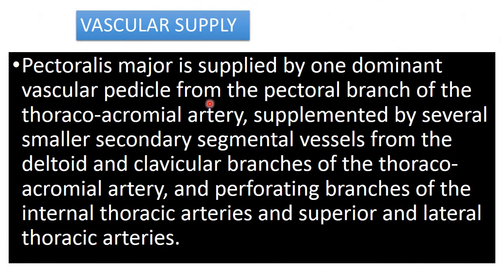Vascular supply, the arterial supply of this is by thoracoacromial artery. Strictly speaking, the deltoid and clavicular branches, which arise from the second part of axillary artery, are supplying it. Even perforating branches of internal thoracic artery, which is present medially, supply the medial aspect of pectoralis major. And the superior and the lateral thoracic arteries, which are branches of the first and second part of axillary artery, are also supplying this pectoralis major.